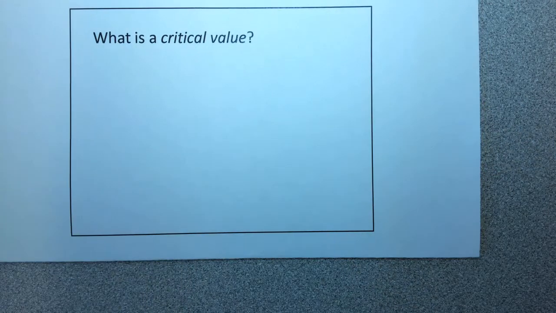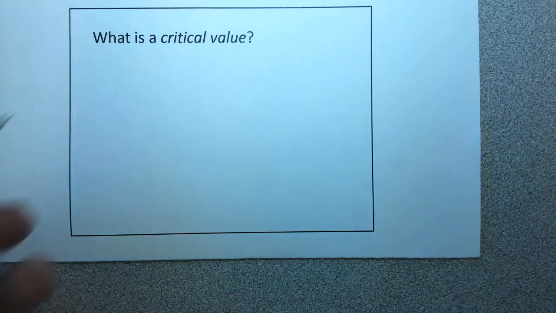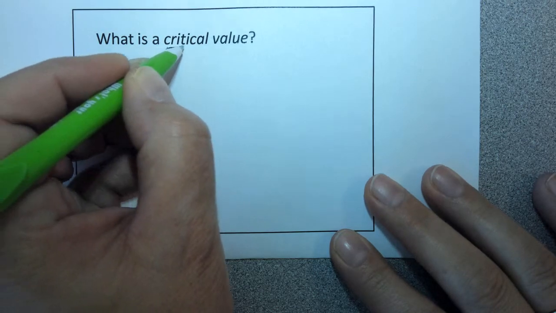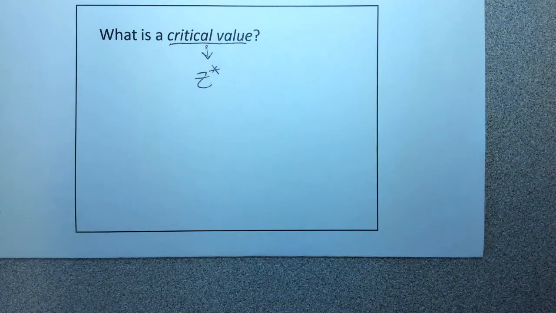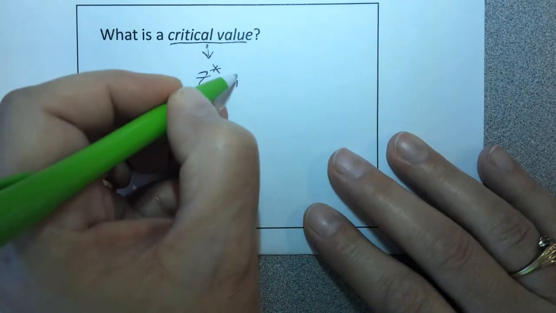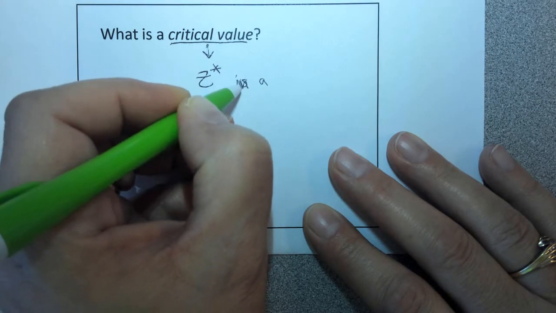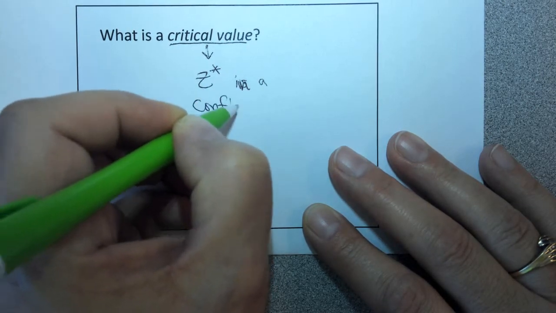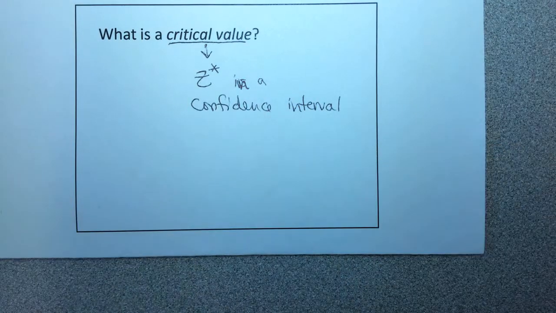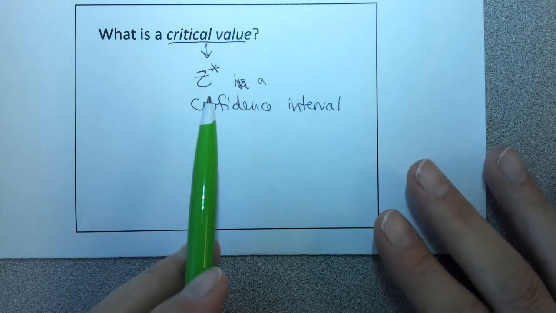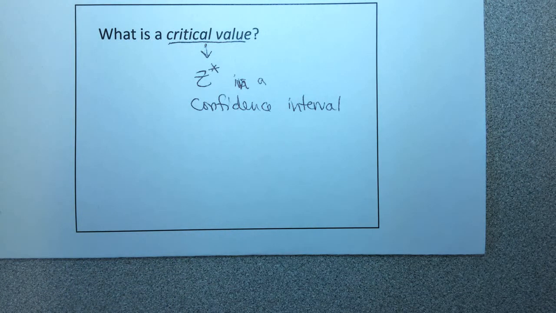Okay, a little review. What is a critical value? That was a term from Chapter 18. The critical value is a fancy term for the z-star that we used in a confidence interval. So now that we've studied confidence intervals and we've studied hypothesis tests, it makes sense to kind of marry the two and see how they work together. So we pick a critical value to determine the level of confidence. If we pick a z-star of 1.96, we're going to get a 95% confidence interval.